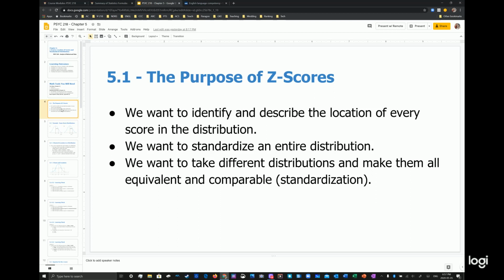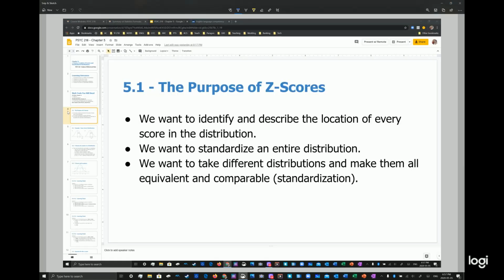So this slide then covers the purpose of z-scores. In these points, you'll see that, okay, the first point, we want to identify and describe the location of every score in the distribution. So in the last chapter, we have found variability in terms of standard deviation. And we derived that from first getting the mean, which is what was in chapter 3. And then we calculate the sum of squares, because we can't just add all the deviation scores together because that's going to zero out, because the negative deviation scores are going to cancel out the positive deviation scores.